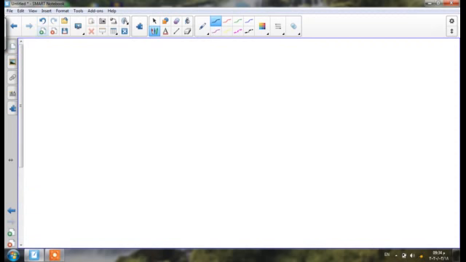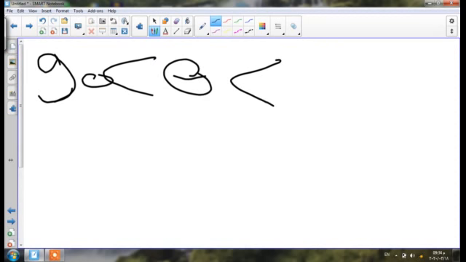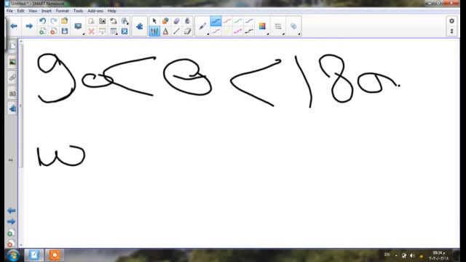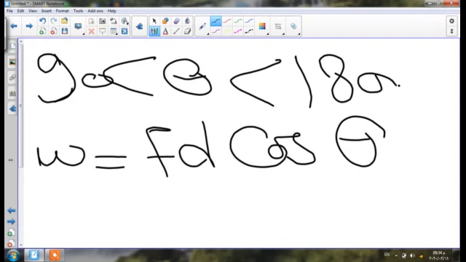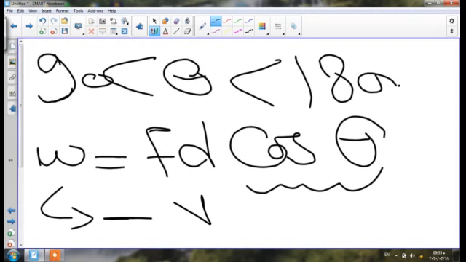Okay, if the value of theta is between 90 and 180, the work equals Fd cosine theta. But cosine theta, when theta is between 90 and 180, has a negative value, so the work has a negative sign.